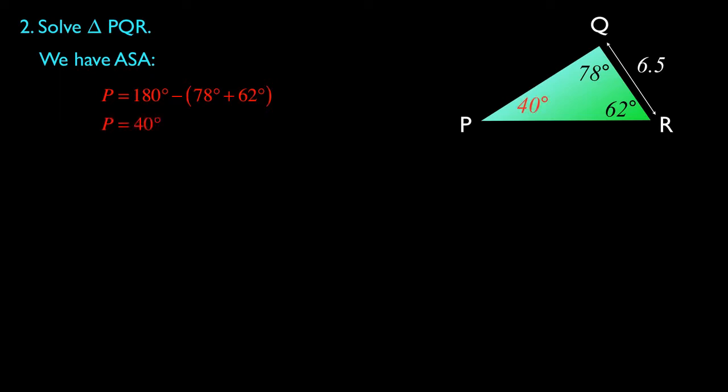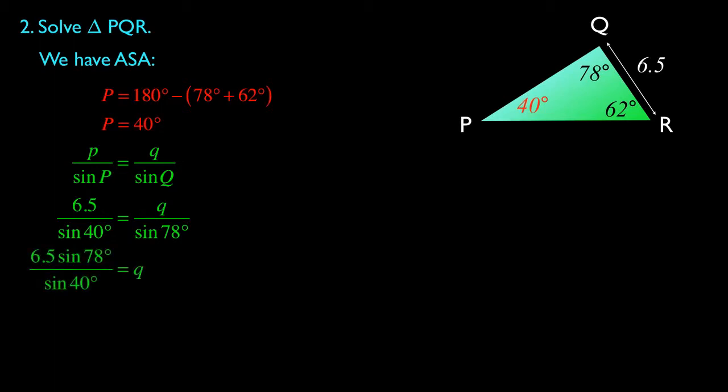Now I use the sine law, and I'll use little p over sine p is equal to little q over sine q. Filling in the values that I know, 6.5 over sine 40 degrees equals q over sine 78 degrees. Isolating for q, I just have to multiply both sides by sine 78 degrees, and q works out to a value of approximately 9.89. So that's one angle, one side found.